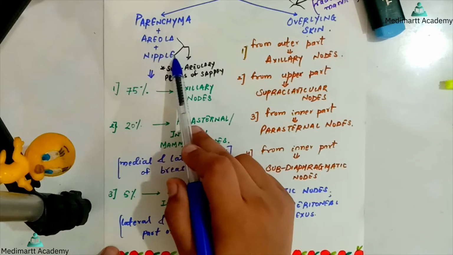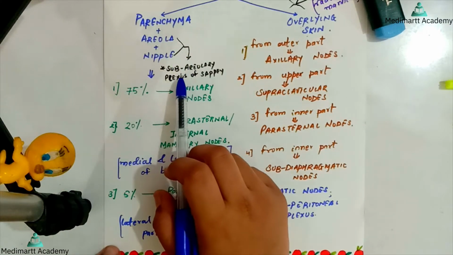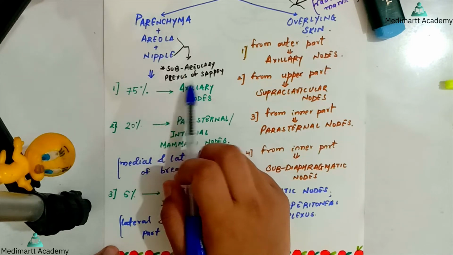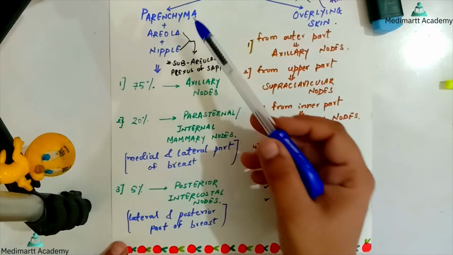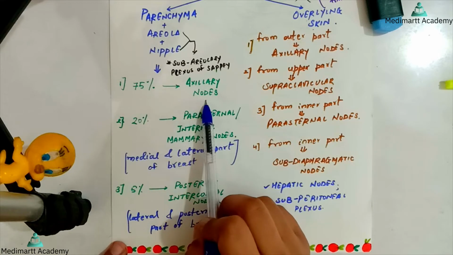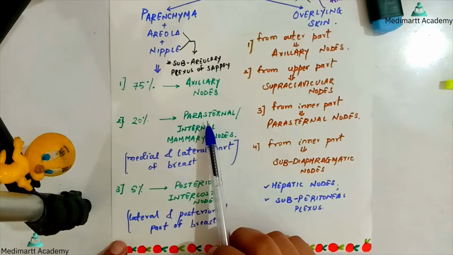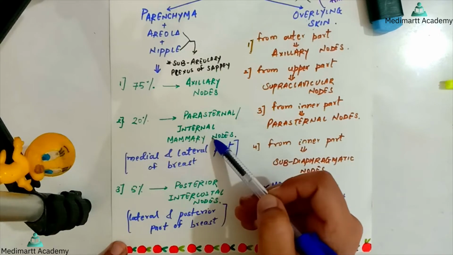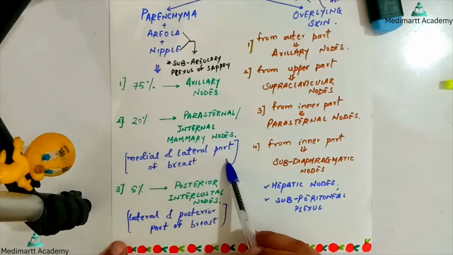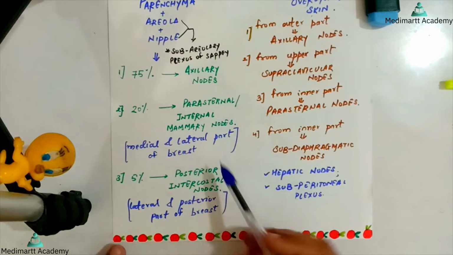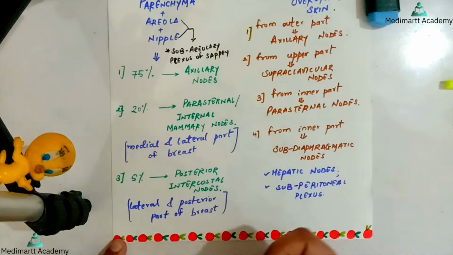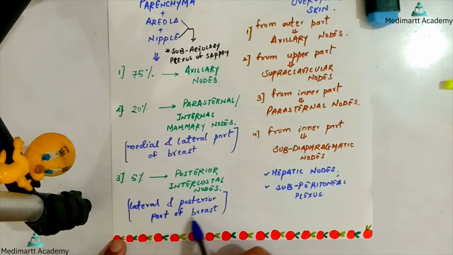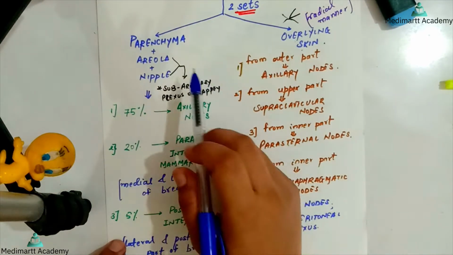The lymph from the areola and the nipple is drained into the subareolar plexus of Sappey. Then in the parenchyma, 75% drains into the axillary nodes, 20% drains into the parasternal or internal mammary nodes, accompanying the internal thoracic artery, and they drain the medial and lateral part of the breast. And last is the 5%, which is the posterior intercostal node, which accompanies the posterior intercostal vessels, and they drain the lateral and posterior part of the breast. Okay, so this is for parenchyma.